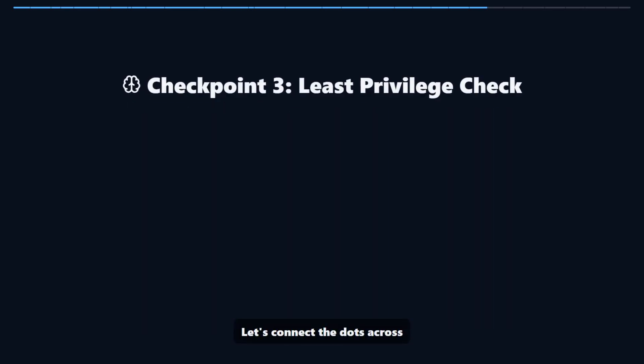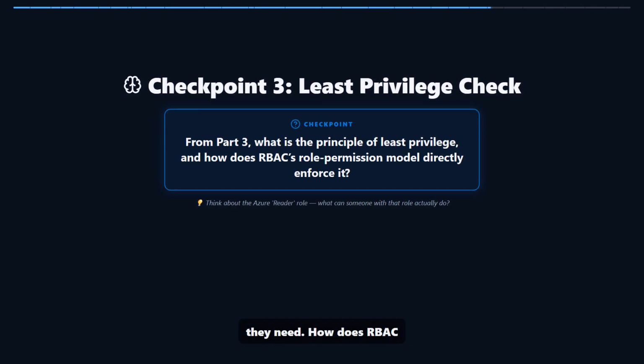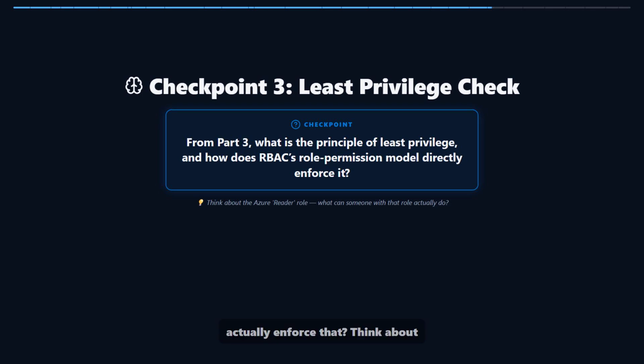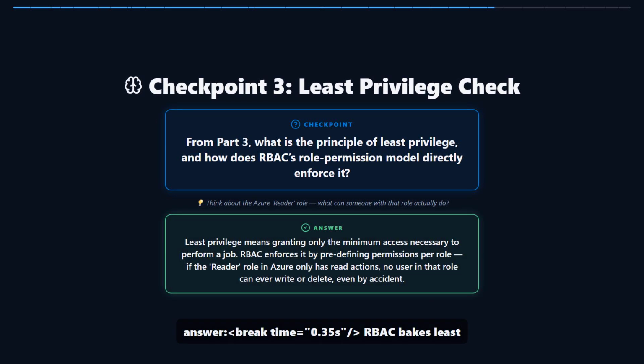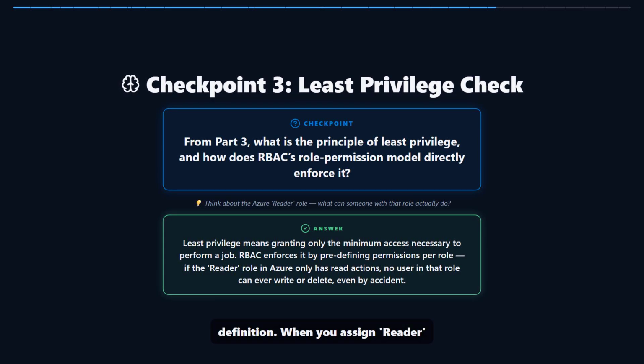Let's connect the dots across the series. You learned the principle of least privilege in Part 3. Give users the bare minimum access they need. How does RBAC actually enforce that? Think about it. The answer: RBAC bakes least privilege right into the role definition.